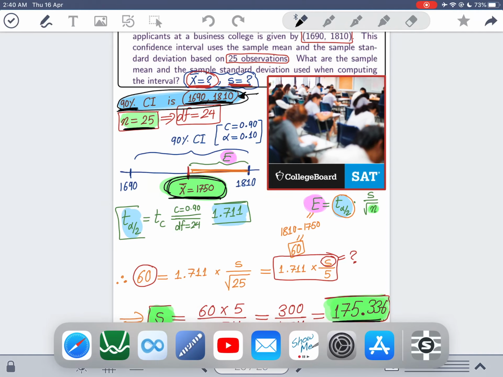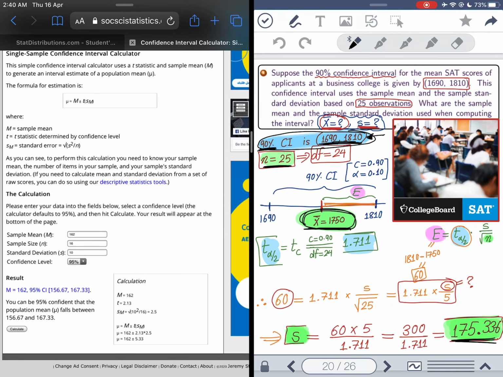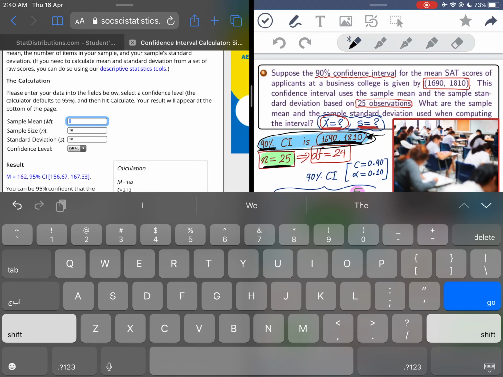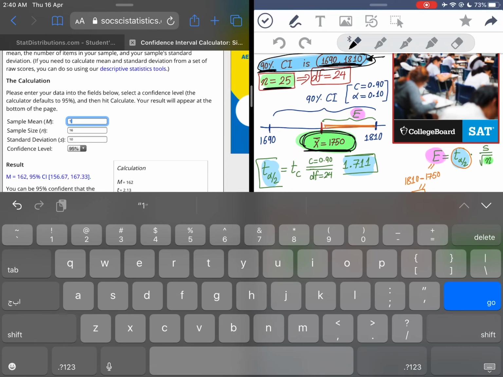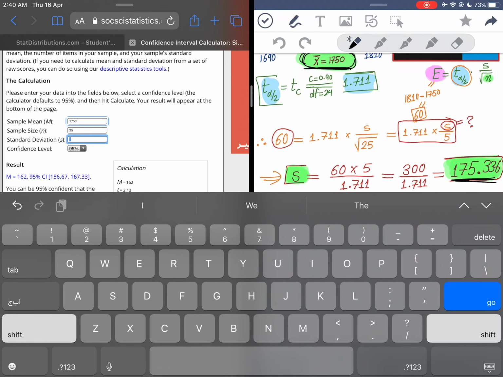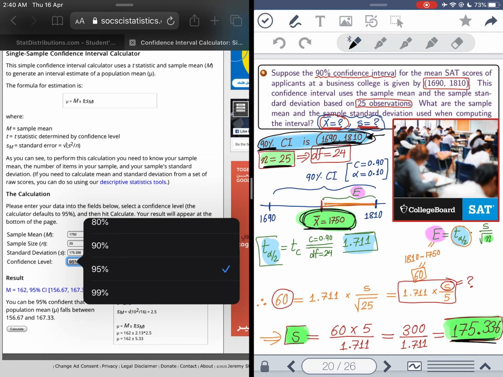Let me check. So we will go to the online calculator. Yeah, it's here. So what was the sample mean? The sample mean is 1,750. The sample size, n, is 25. The standard deviation for the sample is the last thing we computed, 175.336. And the confidence level is 90%.